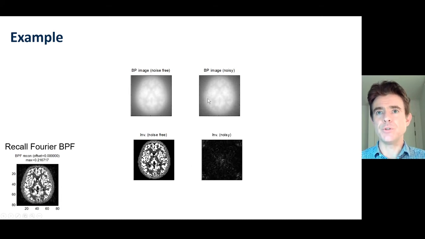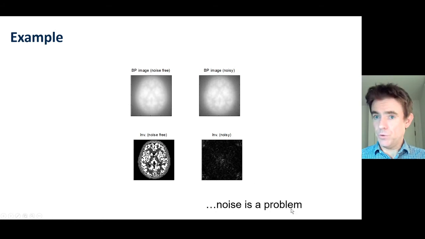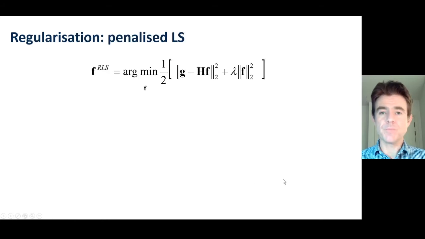The moment you put the noise in there, this is a noisy back projected image, then the inverse gives a pretty bad result. So noise is a problem. What are we going to do? Well, let's try Tikhonov regularization. So this is just like what we saw before, but now regularized least squares, or penalized least squares. This is known as a penalty.